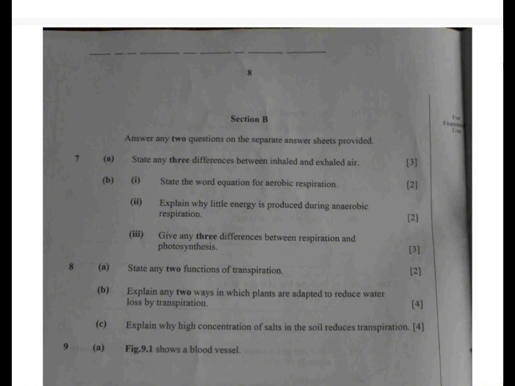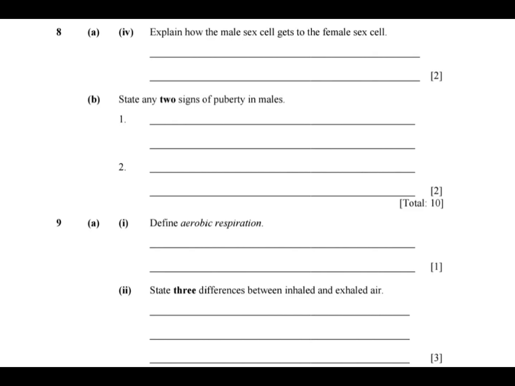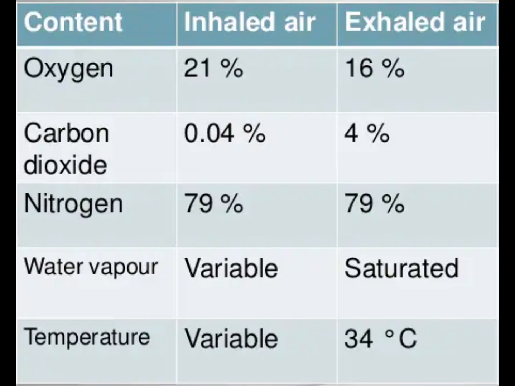We also have the same question in specimen 2018, number 9A, part 2. It was also saying, state 3 differences between inhaled and exhaled air. It was also in number 1 on November 2019, saying, give the differences between inhaled and exhaled air. So here you are expected to specify the compositions of air. For example, you're going to say inhaled air has 21% oxygen, whilst exhaled air has 16% oxygen.